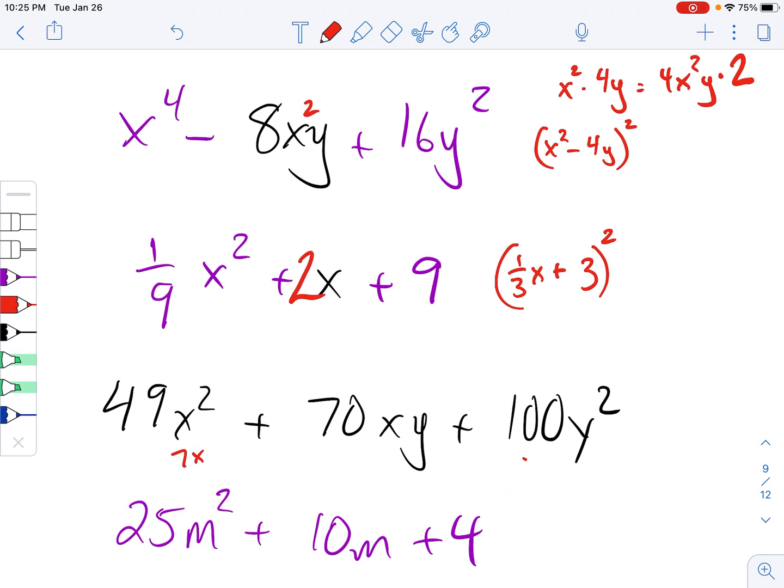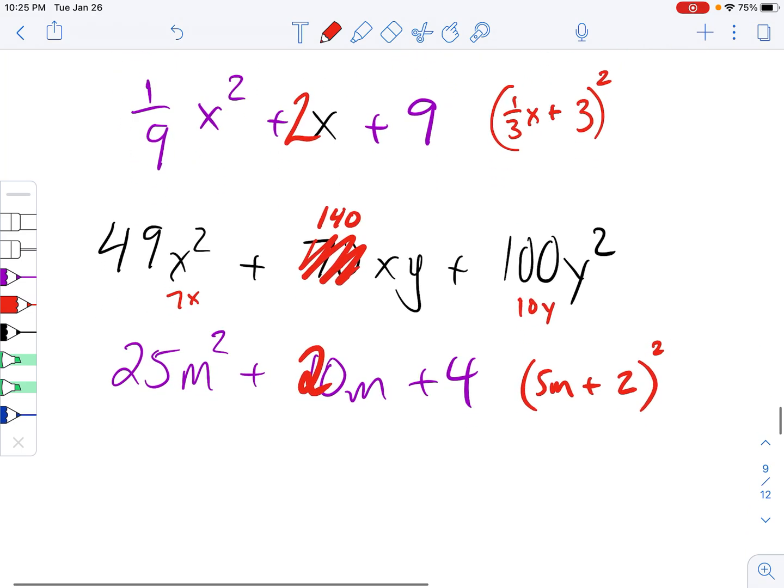So if I take the square root of this and the square root of this, okay, I'll get 70xy. Cool. Oh, wait, no, I forgot. I have to double it, so never mind. This has to be a 140xy. All right, the next one, 5m and a 2. When I multiply those together, I get a 10m, but then I have to double it, so I need a 20m. Now this would work.